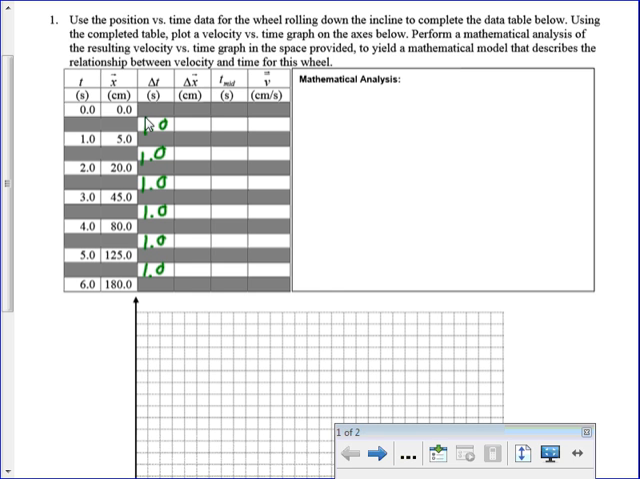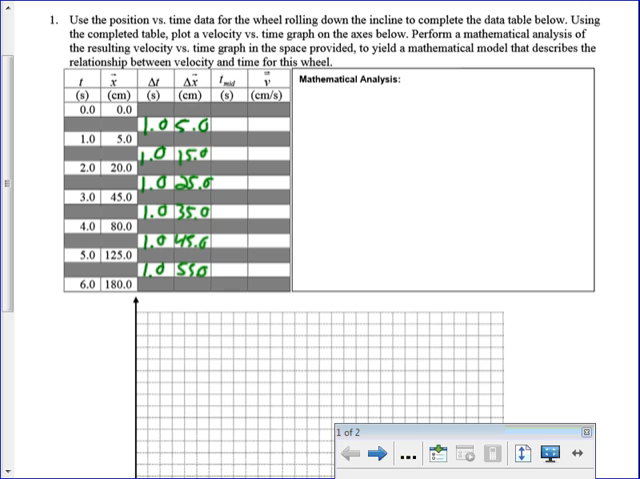and we need to figure out the change in position over that 1 second. Simply, we're just going to subtract the two position values from each other in order to calculate it. So 5 minus 0 is equal to 5. 20 minus 5 is equal to 15. 45 minus 20 is equal to 25. 80 minus 45 is equal to 35. 125 minus 80 is equal to 45. And 180 minus 125 is equal to 55.